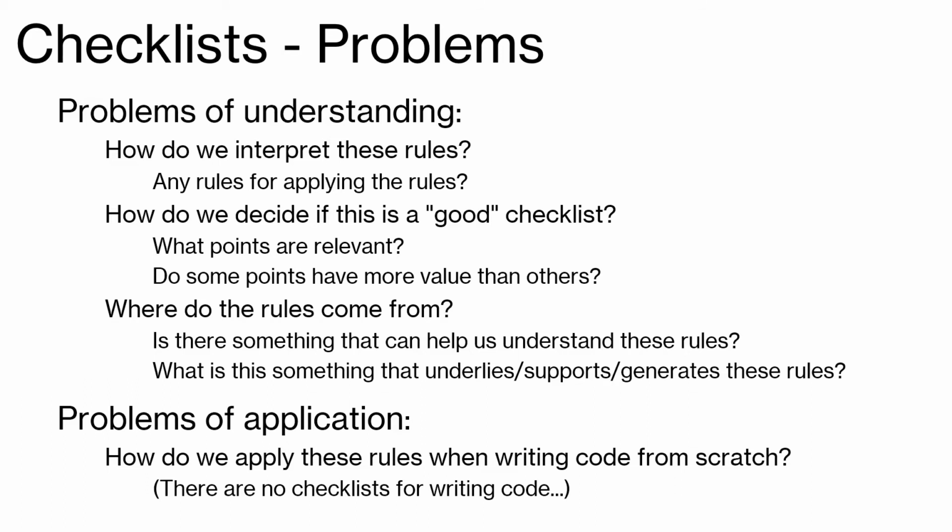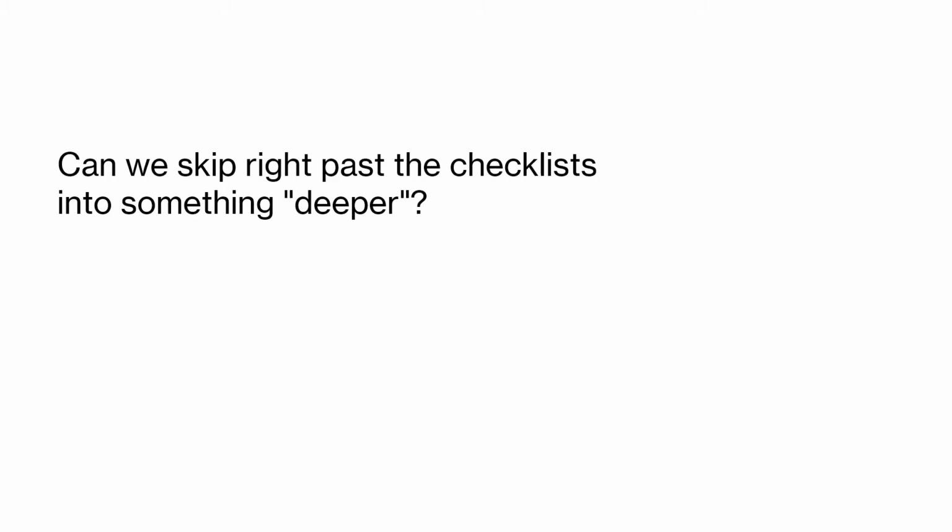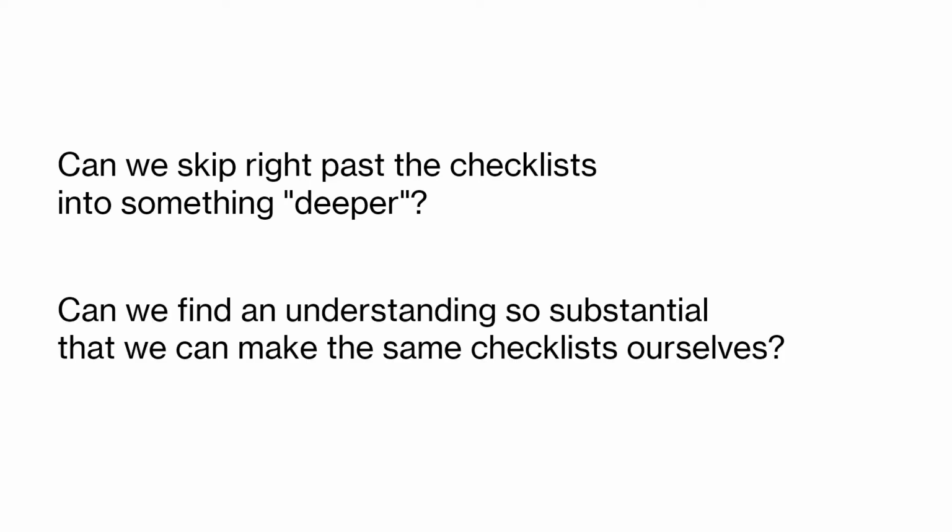So in the end, let's see. Is it possible for us to skip right past the checklists into some more deep and substantial understanding of code quality? Spoilers, yes. And can we find an understanding so substantial that we could write these checklists from scratch ourselves? That way we won't have to remember them or look them up. So that's good.